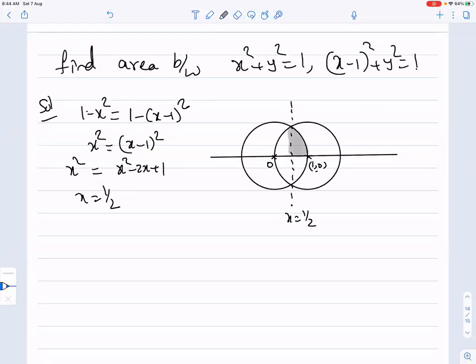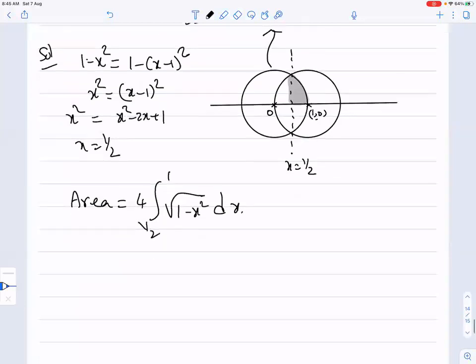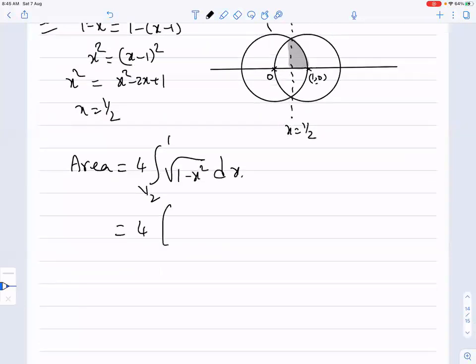Yes. So area is 4 times integral from half to 1. And what is this circle? The circle is x square plus y square equal to 1, right? Root of 1 minus x square dx. Correct, students? What is that? That is 4 times [x by 2 root of 1 minus x square plus 1 by 2 into sine inverse x]. Limits are from half to 1.